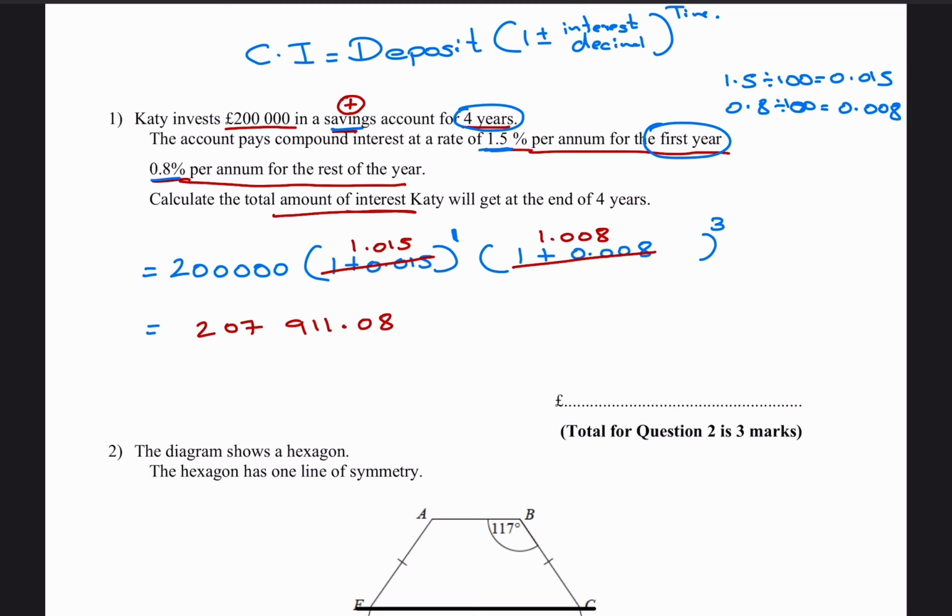But I don't want the total amount. I want the interest only. So just subtract the 200,000 from there. That will give you £7,911 and 8 pence. Okay, and that should do.